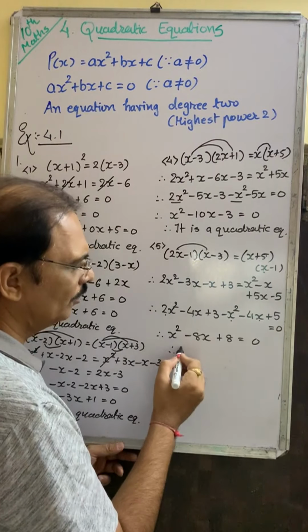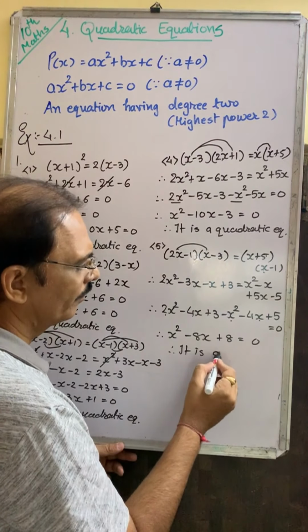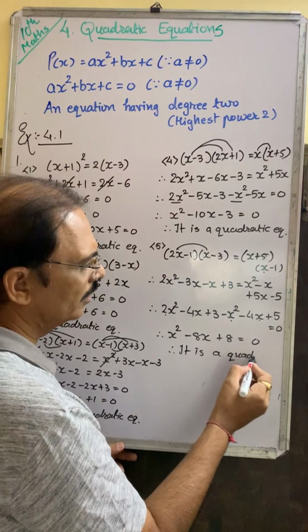So the highest power is 2. So it is a quadratic equation.